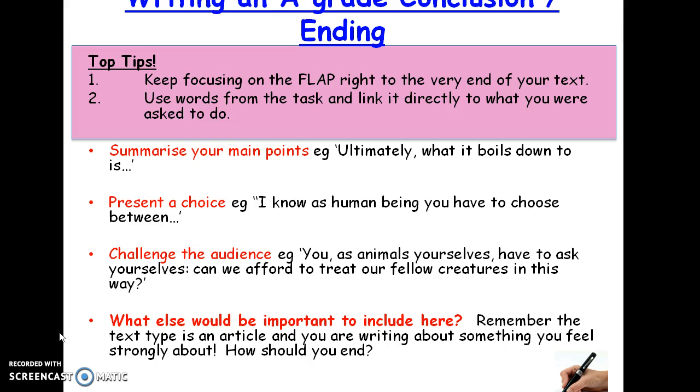It's an article and you're writing about something you feel strongly about. So how should you end? I don't recommend finishing on a rhetorical question. I think that if you're ending on a rhetorical question, you should probably answer it, as that makes it more powerful. You should also never end on an ellipsis, because, yes, it is a valid piece of punctuation. However, it also suggests that you didn't know how to end your article, so you're ending on a dot, dot, dot.